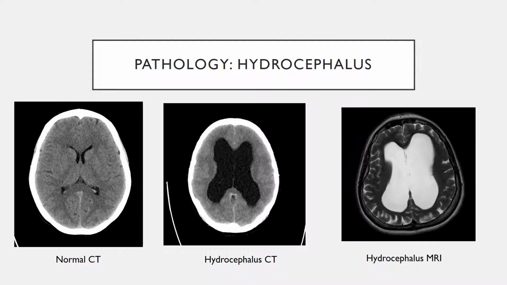We can see in our picture to the left our normal CT scan, and then we see a hydrocephalus patient CT scan. And then this last picture on the right is an MRI of hydrocephalus. Notice that it's different shades of gray here, but we can see that there is a pathology, and depending on the modality and the weighting that we're using to image, we can see that it is water.